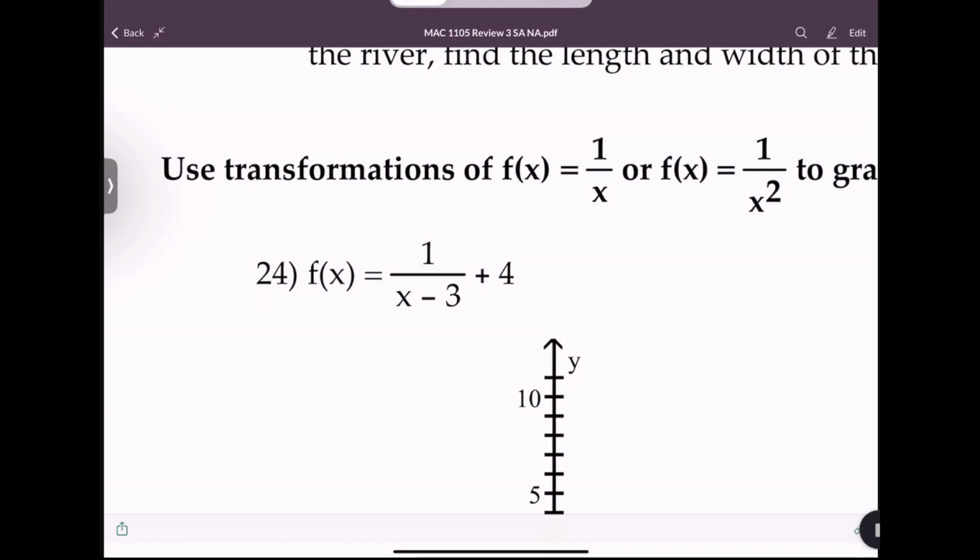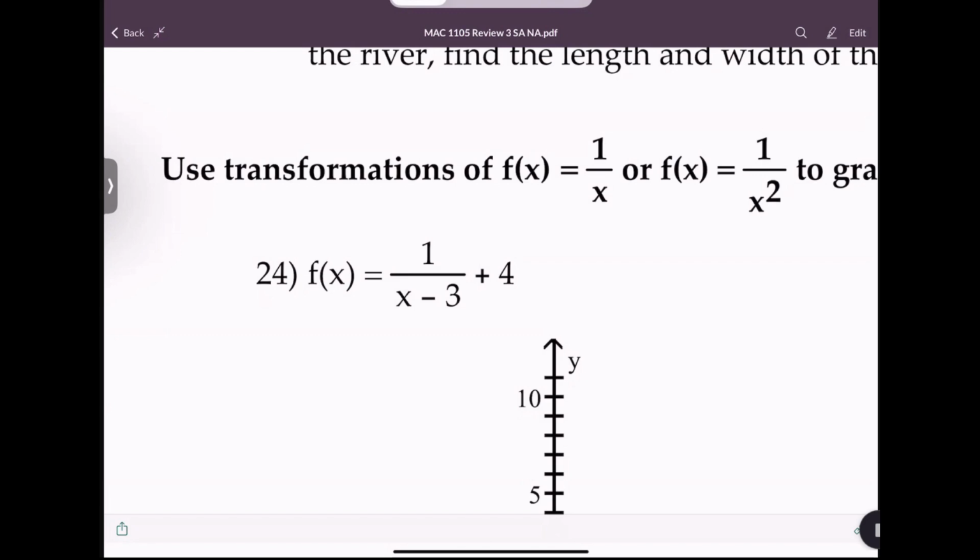So did you make your table? Did you find your 4 points? So find your 4 points from the parent function. -2, -1, 1 and 2. So that's why I was asking. Because if you looked at the first step in transformations, the first step is to get 4 points from the parent function.